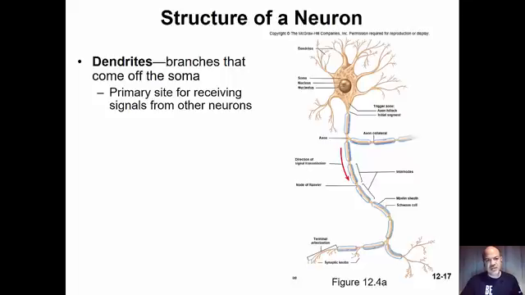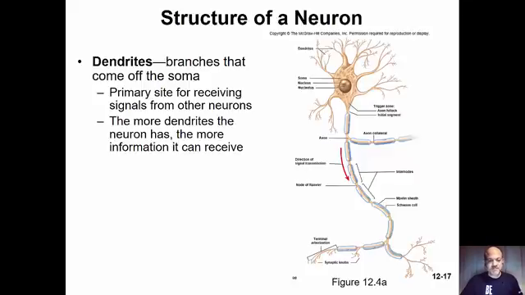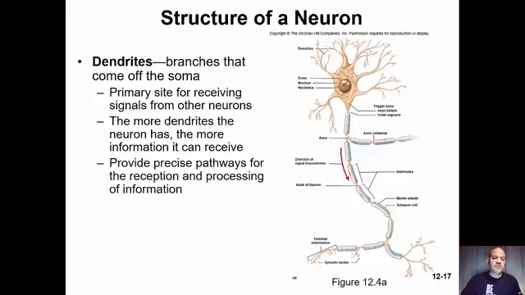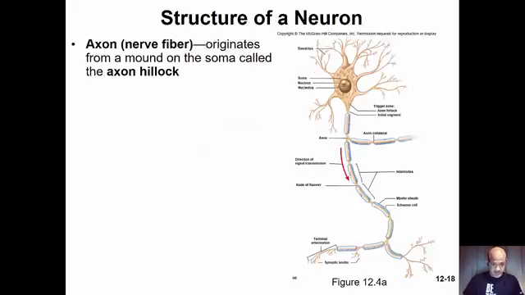Dendrites are branches that come off the soma, the primary site of receiving signals from other neurons. The more dendrites the neuron has, the more information it can receive. And these dendrites, which are these structures right here, are going to provide precise pathways for the reception and processing of information. The axon, also called the nerve fiber, originates from a mound on the soma called the axon hillock.